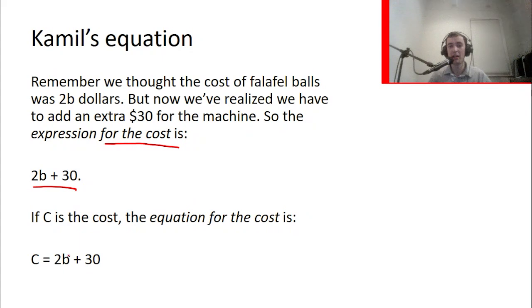Okay. Now, by the way, what we were doing before, when we said, okay, one falafel ball, if B equals 1, that's how many falafel balls we're making, then the cost is 2 times 1 plus 30. What we're doing here is substituting. Substituting means replacing B with 1. So if I have 2B plus 30, instead of writing 2 times B, you write 2 times 1. That's substituting.